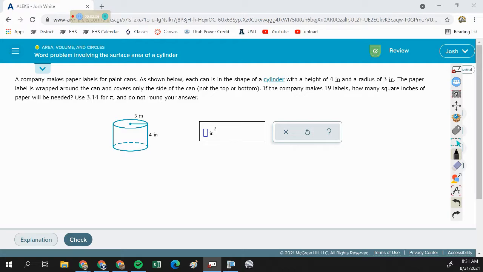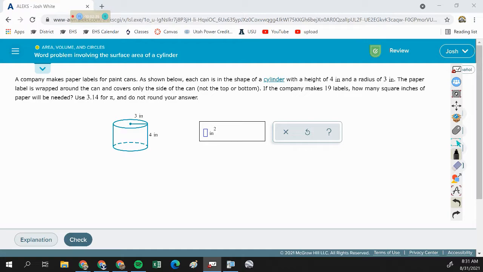How are we going to make labels for this can? What shape will the labels be? They're going to be round. Do we have a printer that can print round labels? No. So how are we going to do that? We're going to print it off as a rectangle and then wrap it around the can.